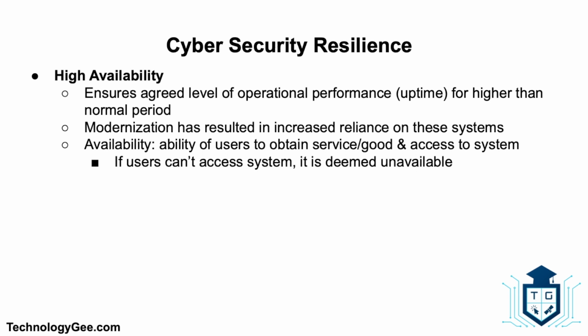Availability refers to the ability of the user community to obtain a service or a good, access the system, whether to submit new work, update or alter existing work, or to collect the results of previous work.